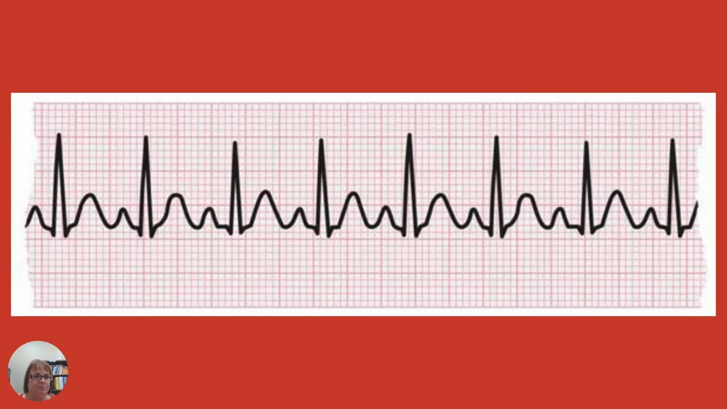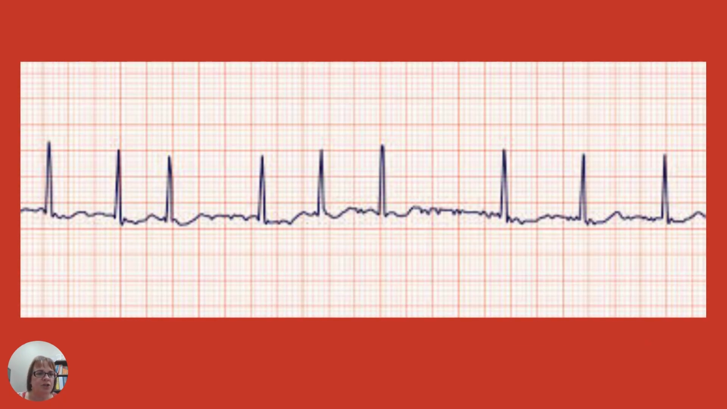The next one. Assume this is a 6-second strip. 1, 2, 3, 4, 5, 6, 7, 8. So for the heart rate, we're going to add a 0 to it. It would be 80. The QRSs are evenly spaced, and everyone has a nice, pretty regular P wave before each QRS. So this would just be normal sinus rhythm because it's between 60 and 100.